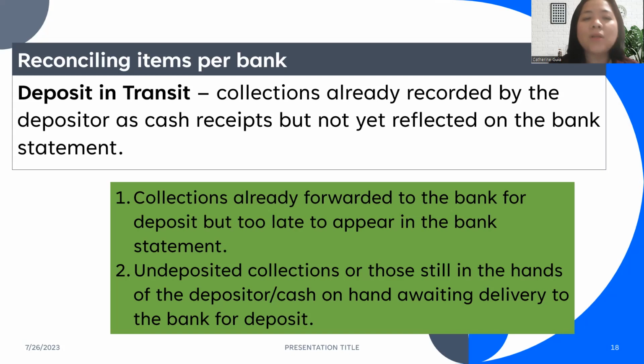This is what I mentioned earlier, that undeposited collections pertain to the end of the month. Let's say it's July, the July 31 collections. Usually those collections are still in the hands of the depositor awaiting delivery to the bank for deposit because that will be reflected the next day. The collection on the end of month, July 31, although reflected in the books as collection, will be reflected by the bank the next month.